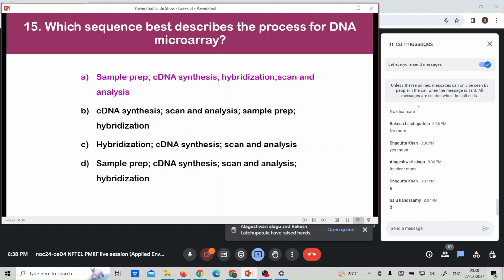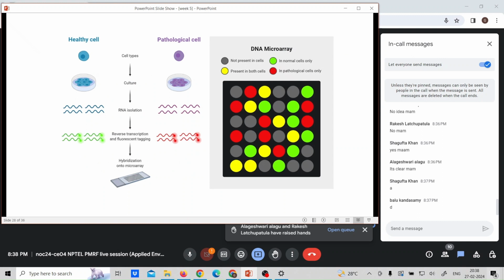So basically, let me tell you what a microarray means. I just have a slide on that. What you do is we have some cells. This example is again for a eukaryotic system, not for a microbiological system, but still, just to make the concept clear, we have different cell types. We culture them and we do the RNA isolation.